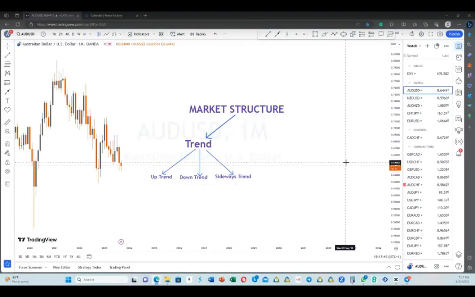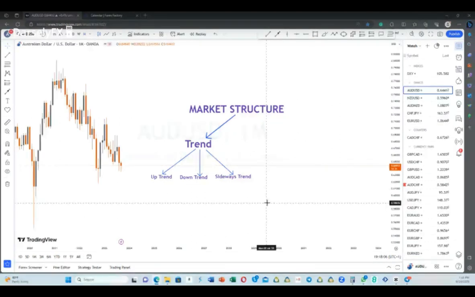What is an uptrend? An uptrend is simply when the market is having higher highs and higher lows. Simple definition. What is a downtrend? Lower highs, lower lows. What is a sideways trend? It is non-directional. When we say higher highs, higher lows, we have swing lows and swing highs.